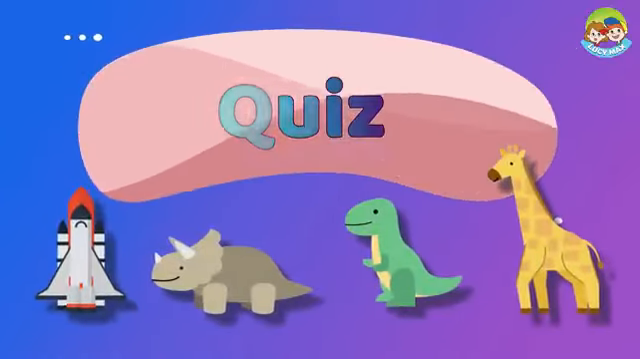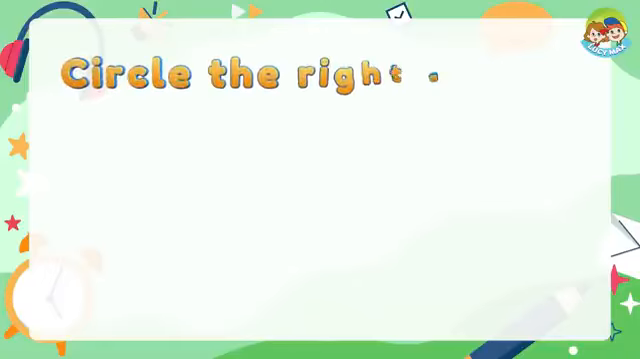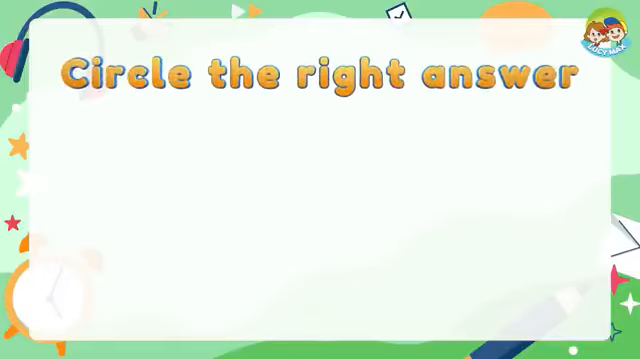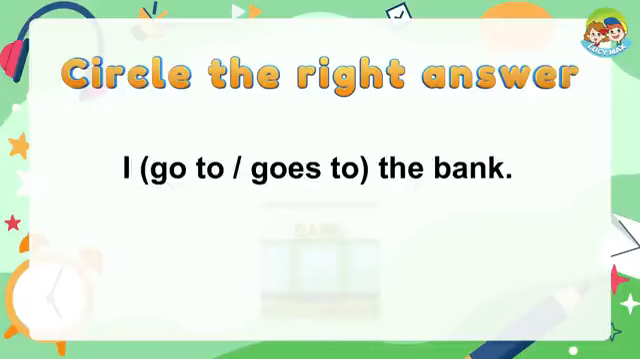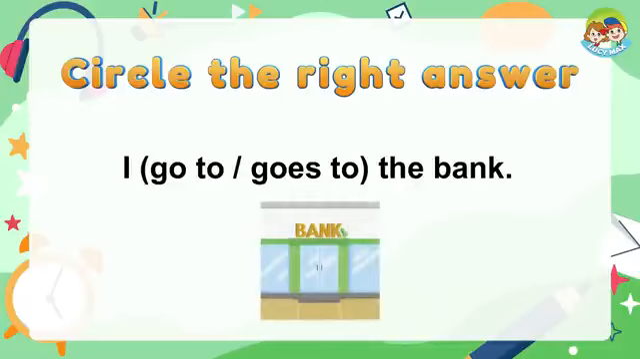Quiz. Circle the right word. I go to, goes to the bank. The pronoun I goes with a verb that has no S. I go to the bank.